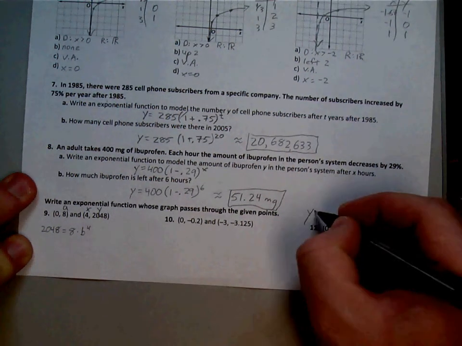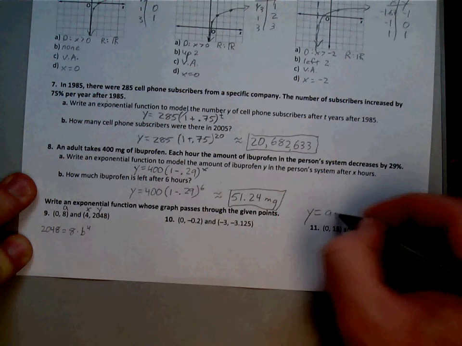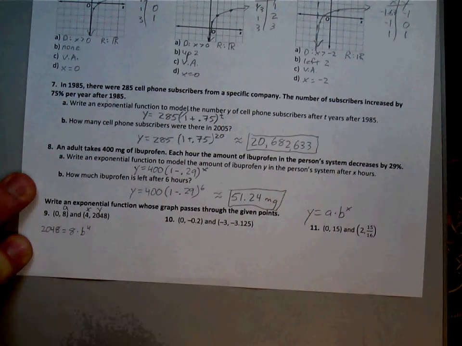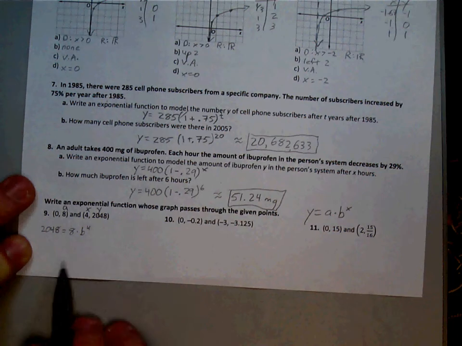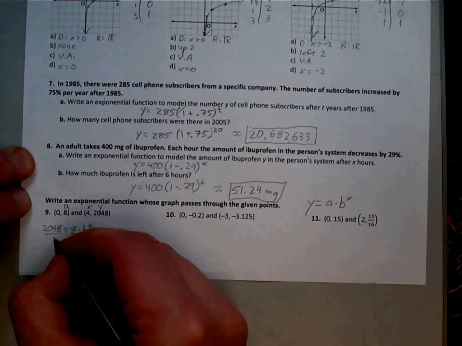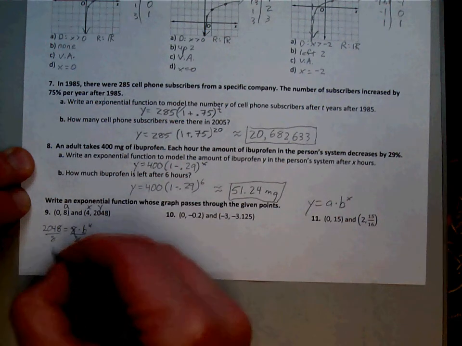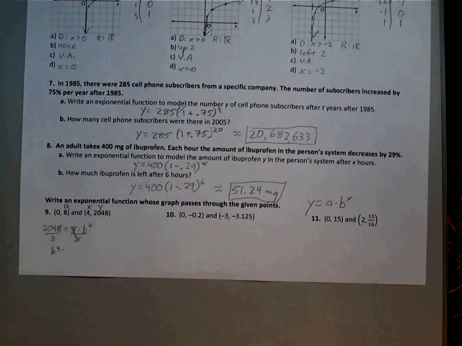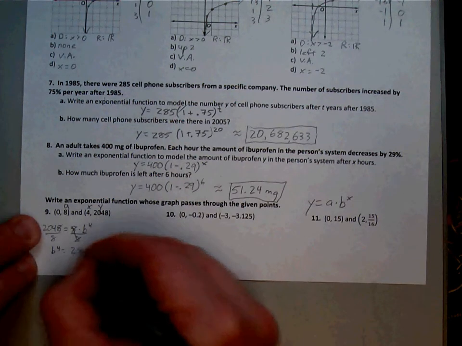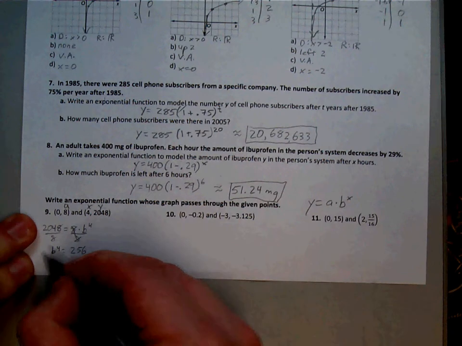And we're using, I'll write the equation over here. In case you're not sure, it's y equals a times b to the x. That's the equation we would be using. So I plugged in the a, the x, and the y. Got to solve now, so I'm going to divide by 8. So b to the 4th is equal to 2048 divided by 8, which is 256. Then I would take the 4th root.